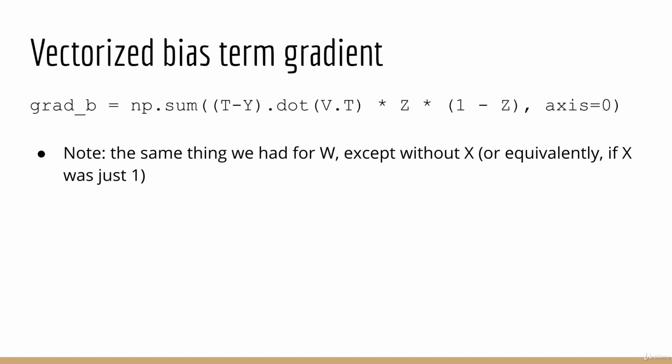Similarly, we can do the same thing for the bias term, but remember that there isn't really a linear algebra symbol to denote the summation over an index, so we'll just write this out in NumPy form. Again, it's just the same term we had before, except without the x, or equivalently, what we would have if x was just 1.